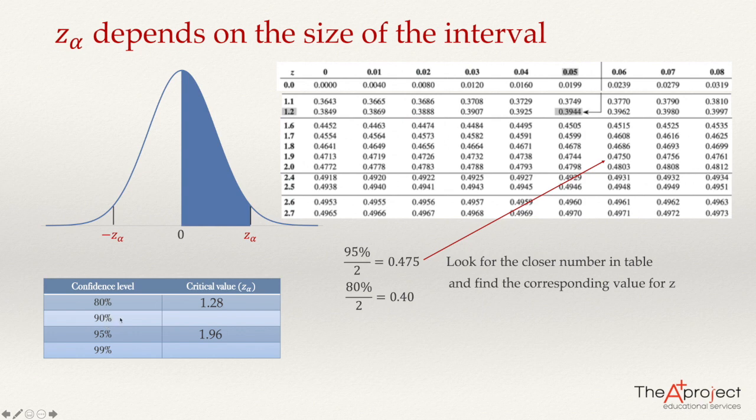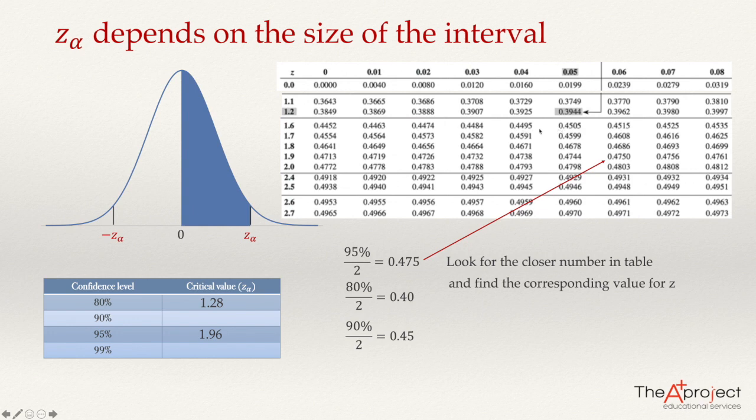Let's work now with the 90% confidence interval. What will be the critical value? So again, we divide 90% by 2, which is 0.45, and look for this 0.45 in the table. 0.45 will be 0.4495, it's really close to 0.45, and 0.4505. These two numbers are equally close.